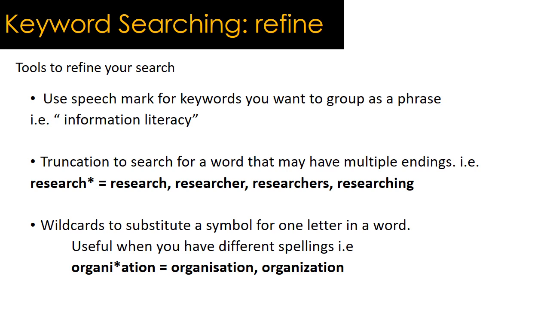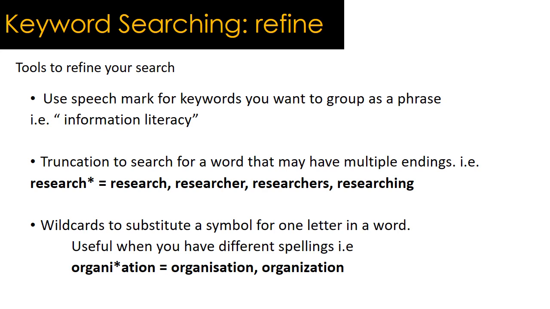Similarly, there are wildcards, and this is where you substitute a symbol for just one letter in a word, and this is useful if you have different spellings. So in this example, we have organisation, and we replace the S with an asterisk, and that allows you to pick up the American version spelt with a Z.